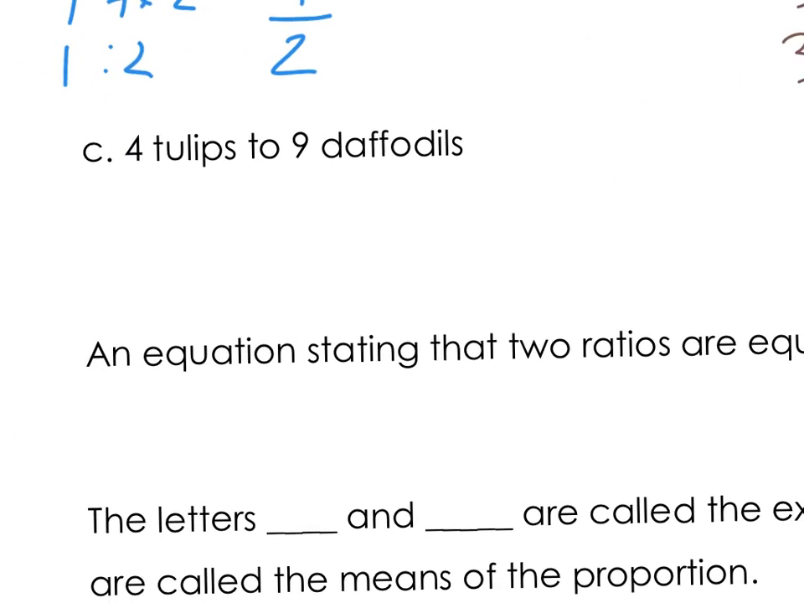C, 4 tulips and 9 daffodils. Well, 4 and 9 don't have any common factors to work with, so we're going to leave them as is. We'll have our ratios as 4 to 9, 4 colon 9, and 4 over 9, meaning 4 tulips to 9 daffodils.